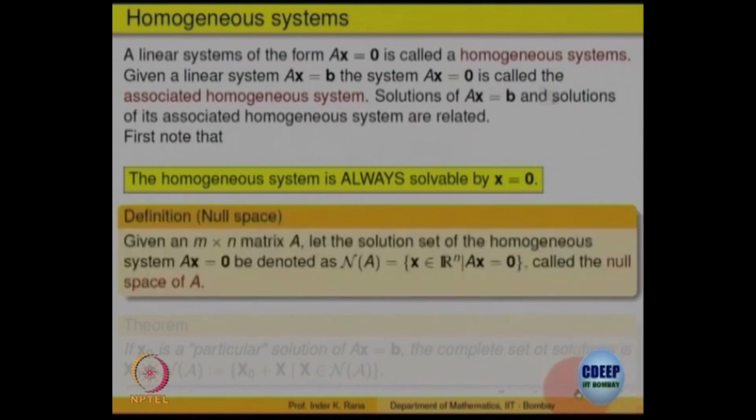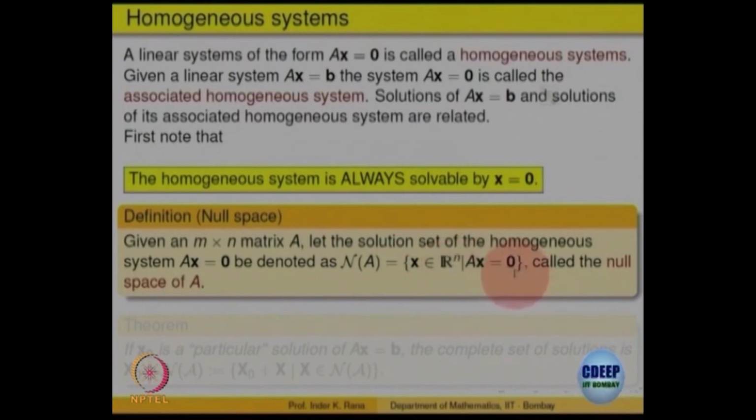null space. Given a matrix A, you are given a matrix m cross n. So, look at all possible vectors x. So, I want to look at Ax is equal to 0. So, what will be the order of the vector x? Ax, you have to multiply A with x, A is m cross n. So, vector x has to be n cross 1, right. So, you are looking at all vectors x in Rn such that Ax is equal to 0. So, look at that set.